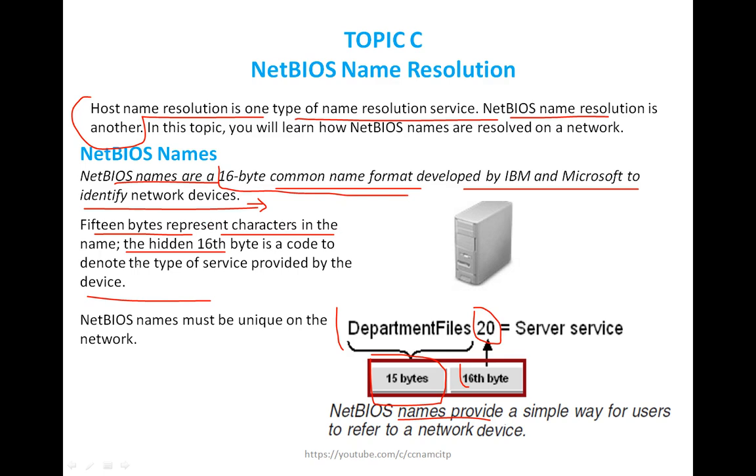Represents a character in the name. Okay, so this will be your name, and the next 16th byte is a hidden code to denote the type of service provided by the device. Type of services provided by the device. So 20, what kind of service it is, I will tell you.